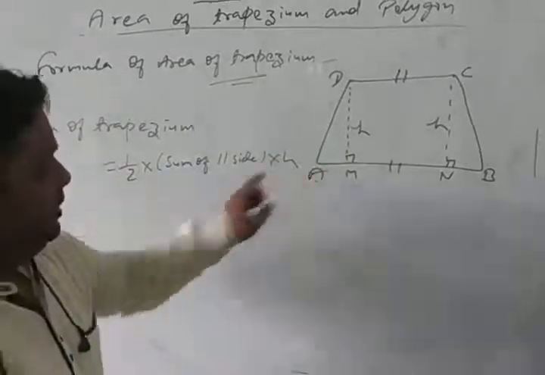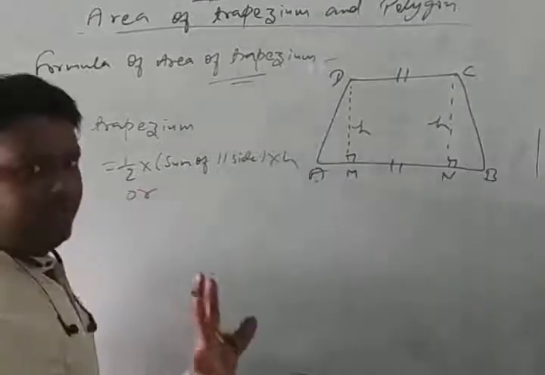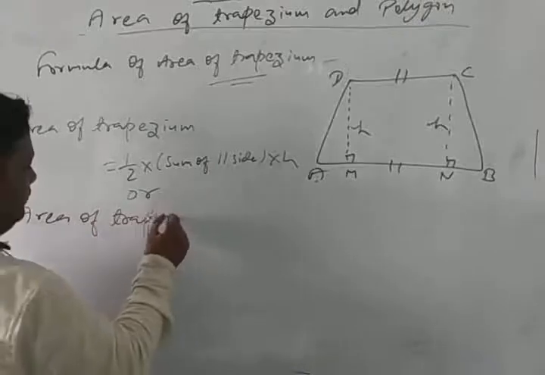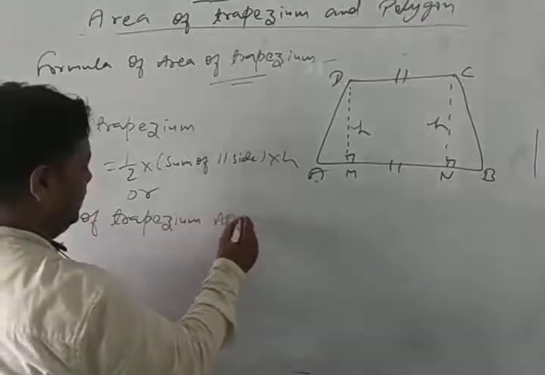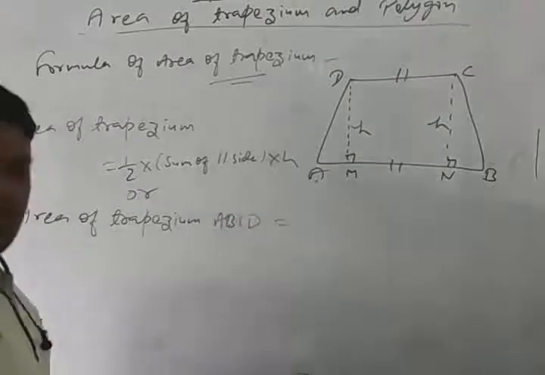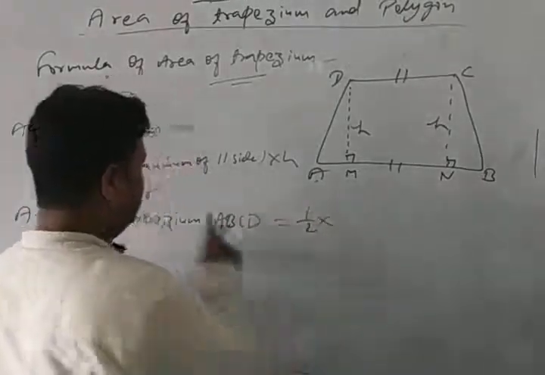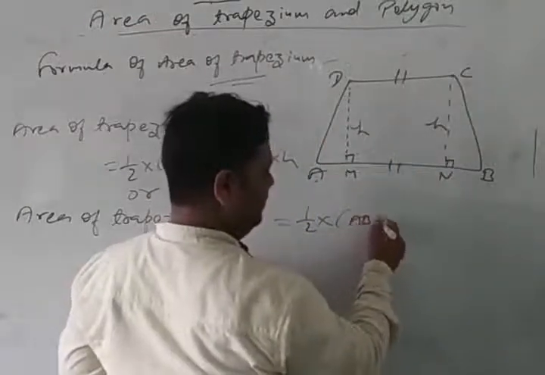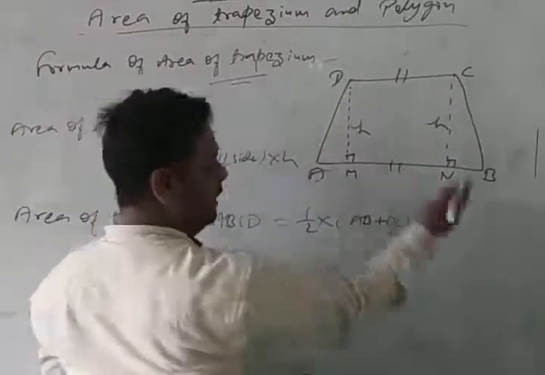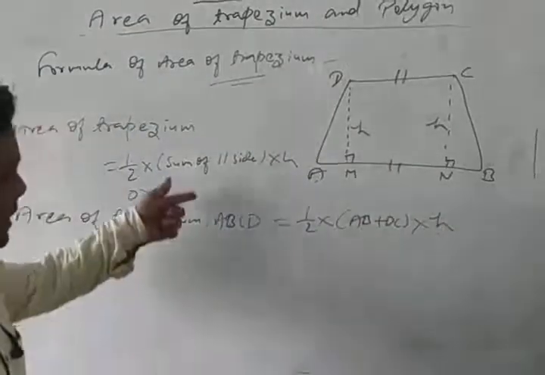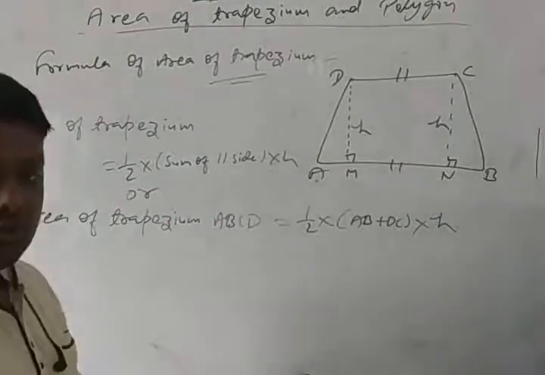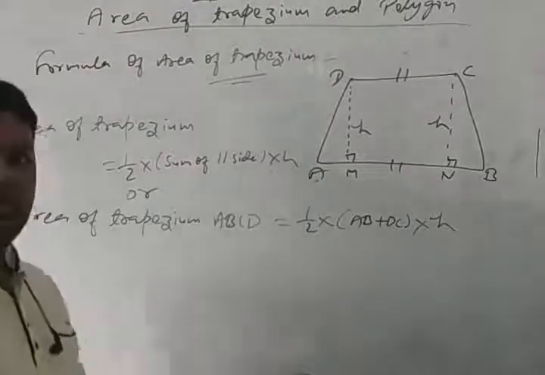Or we can say, from the figure, that area of trapezium ABCD is equal to 1/2 into sum of parallel sides. Then what are the parallel sides? We have AB and DC. So we can write AB plus DC, and the height is the same, h, so we can write it like this also. So these are the formulas of the area of the trapezium. Okay, dear? So let's solve one question based on this formula.